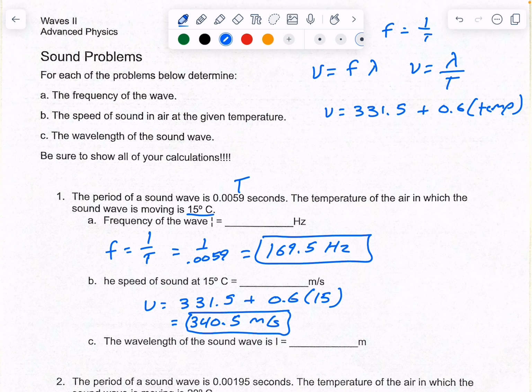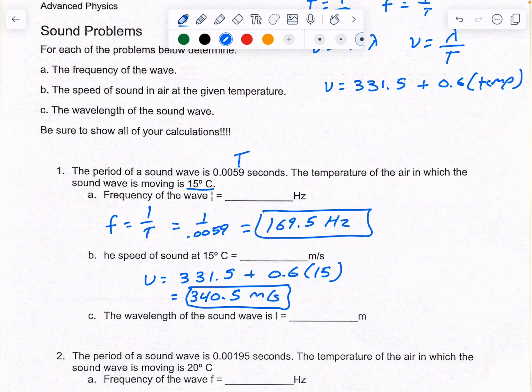The whole goal of A and B is to get you to C. If I want to know the wavelength of a sound wave, I couldn't have found it without already having A and B. There are two ways you can do this. You can do V equals frequency times wavelength, or V equals wavelength over T. It doesn't matter to me, whichever way, you should get the exact same answer. I'm going to use the first one.